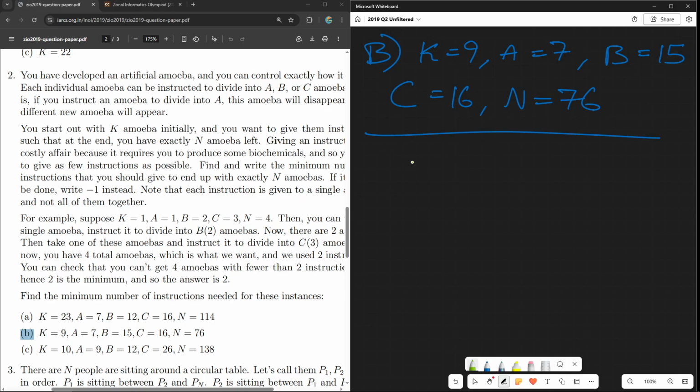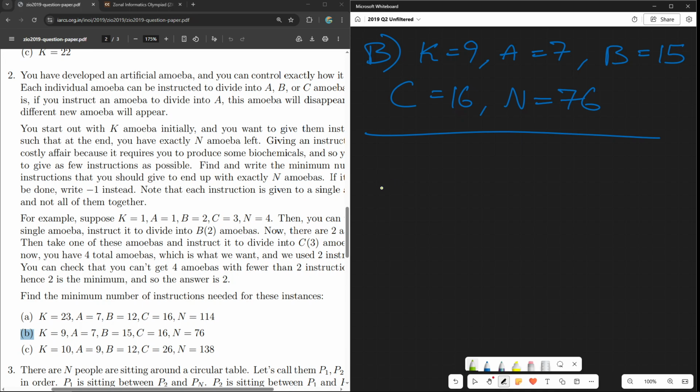So we have 9 bacteria initially, and we have to do it in such a way that we get 76 as the final result. 64 plus 7, is that possible? 64 plus 7 is not possible. 64 plus 15 is not possible. 60 plus 76, yeah. 60, how much is 60? That is 4, 5. We'll have remaining 6.